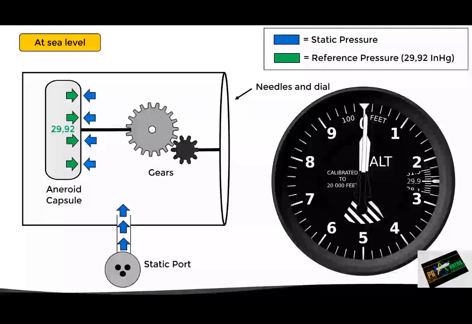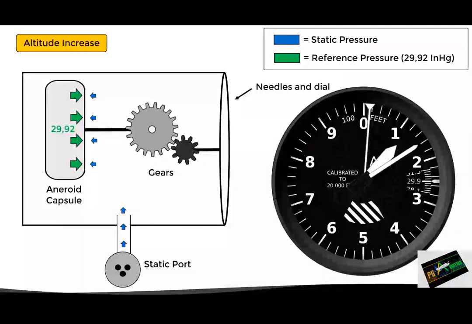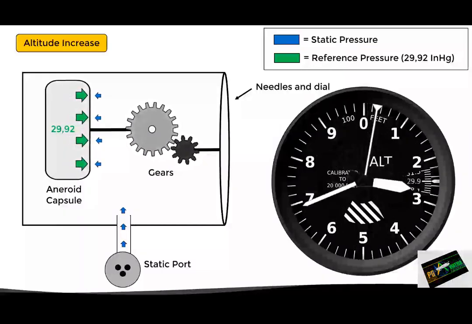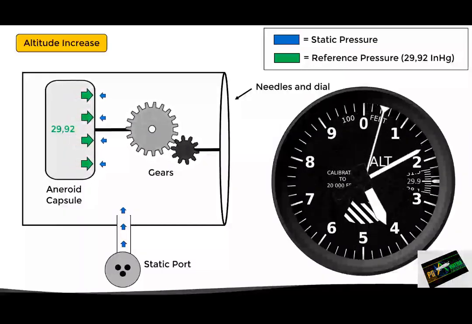In this situation, the aneroid capsule will be contracted and the needles will indicate 0 feet. Now, if the aircraft starts climbing, the static pressure inside the case will gradually reduce. And since the pressure inside the capsule remains the same, the pressure differential will cause the capsule to expand, moving the gears, which in turn move the needles of the altimeter to indicate an increase in altitude.